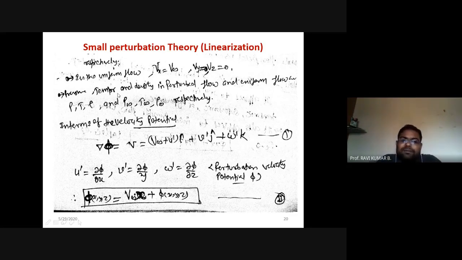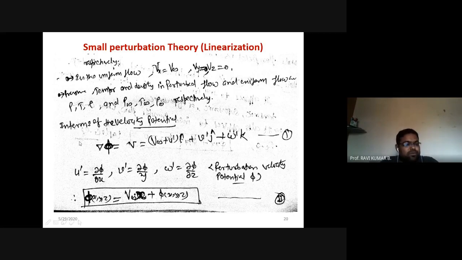Pressure, temperature and density in the perturbed flow and the uniform flow are different, because the free stream pressure will be different from the pressure on the surface. So p, T, rho are the pressure, temperature and density in the perturbed flow, and p infinity, T infinity and rho infinity are the pressure, temperature and density in the free stream flow.